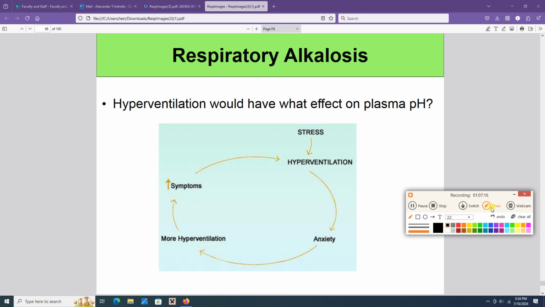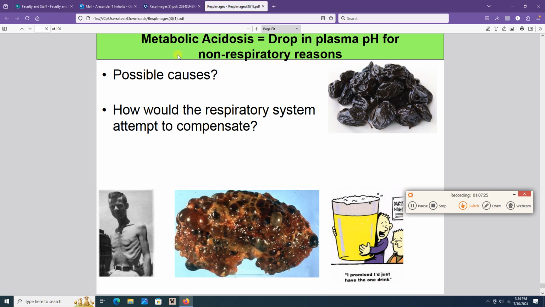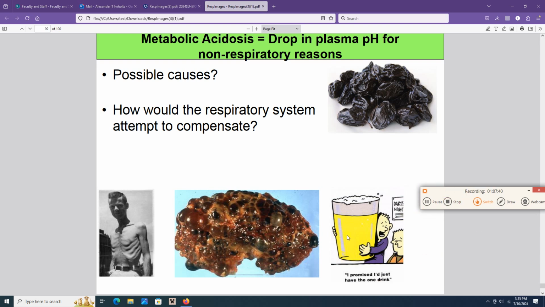All right, final 2 slides of this lecture. Coming in at less than an hour and 15 minutes, I'm wagering. This is really good. There is something called metabolic acidosis. That is a drop in plasma pH for non-respiratory reasons. Like, for example, if you drink way too much alcohol, alcohol is going to have acidic products that you make from it when you metabolize it in your body. So more alcohol, more acid, that's called metabolic acidosis.